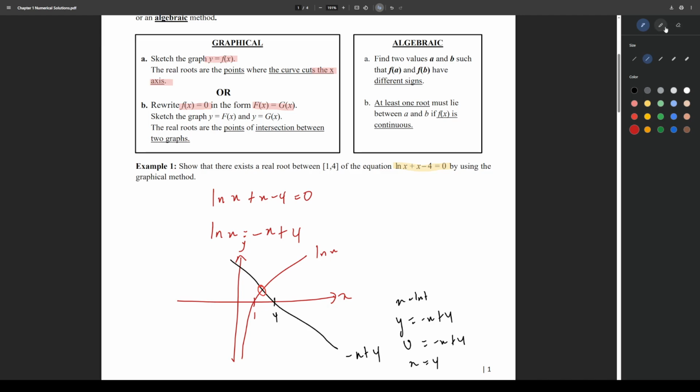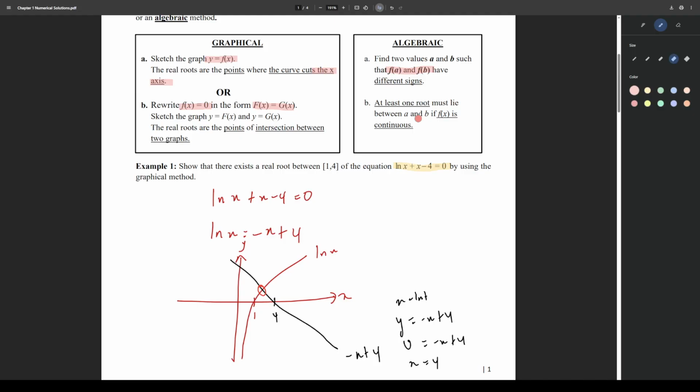Right. So for the other method, which is the algebraic method, much easier than graphical. Okay, so for algebraic method, we find two values a and b such that f(a) and f(b) have different signs. Kat sini. So kamu just cari dua value yang kamu akan masukkan dalam function tu. Kamu masuk satu value kamu dapat positif, satu value kamu masuk kamu dapat negatif. Itu je. At least one root must lie between a and b if f(x) is continuous.